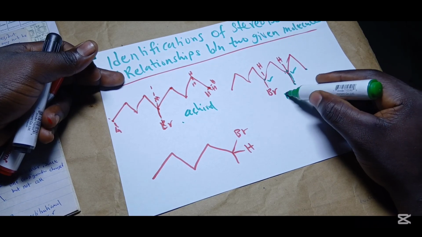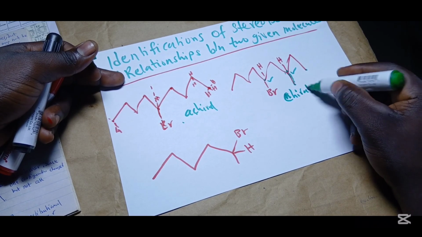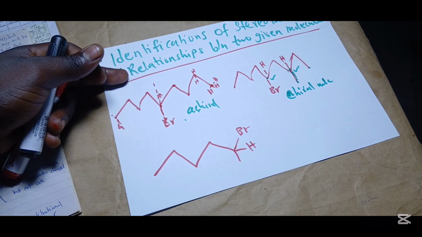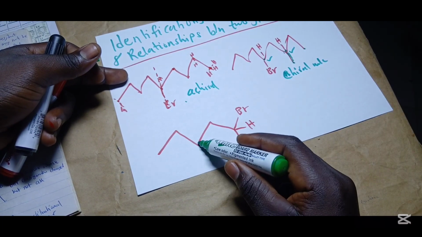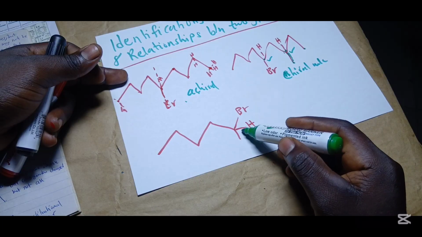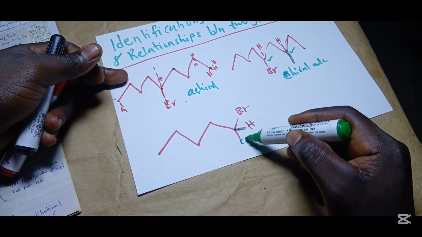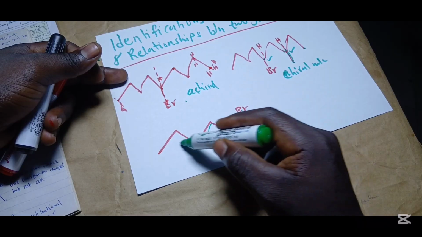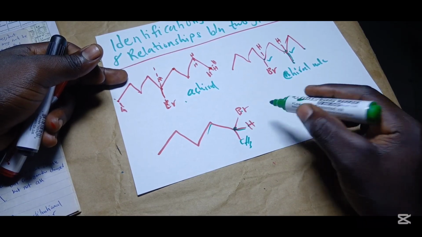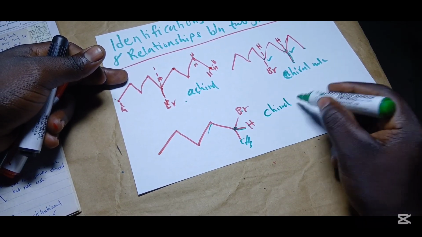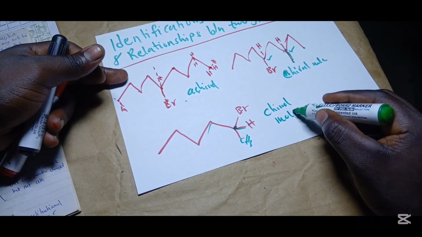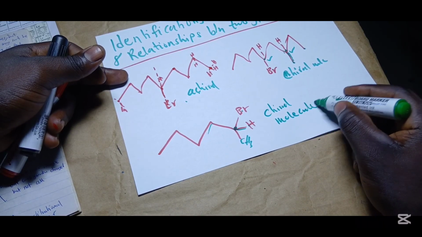the molecule is a chiral molecule. What about this? We are looking at a carbon with 4 different substituents. This carbon here has bromine, hydrogen, and a methyl group with a long chain. This carbon atom here is chiral. So it's chiral, making the molecule a chiral molecule.